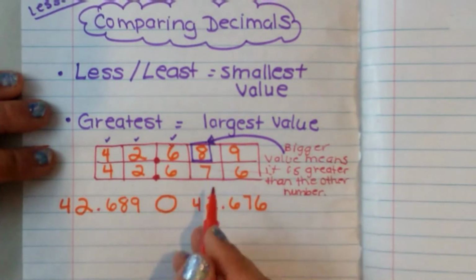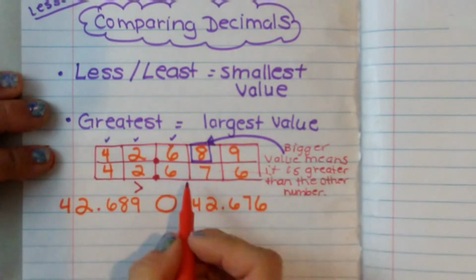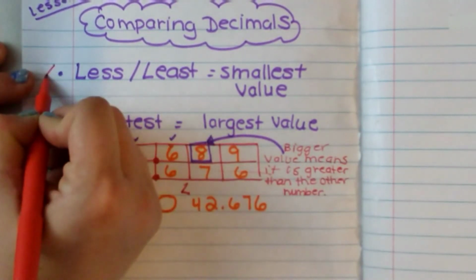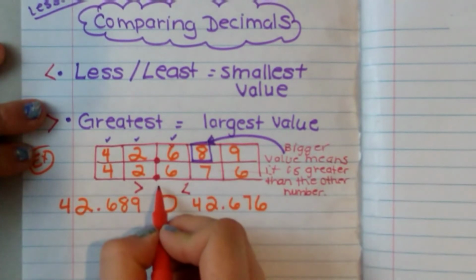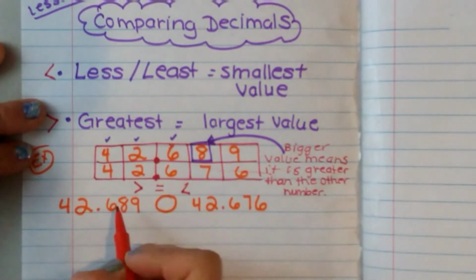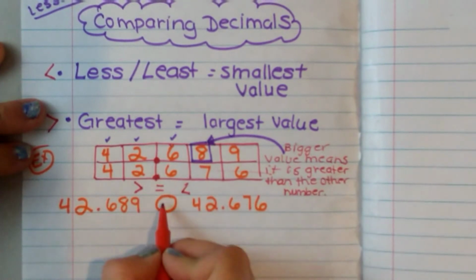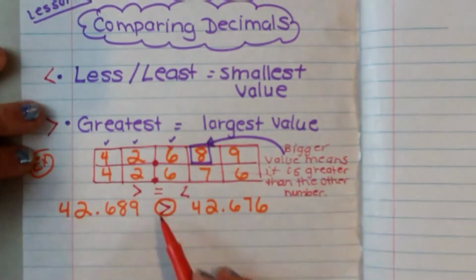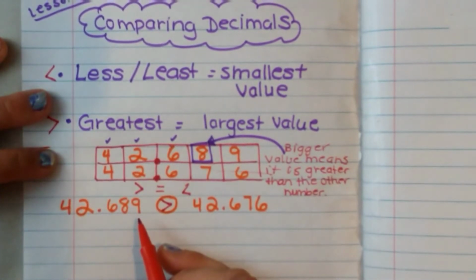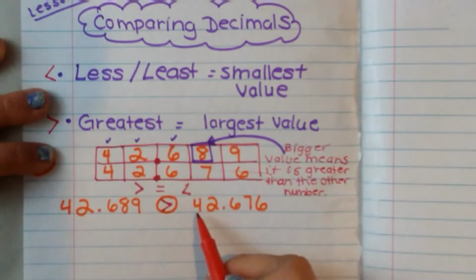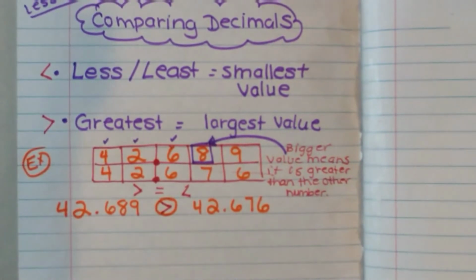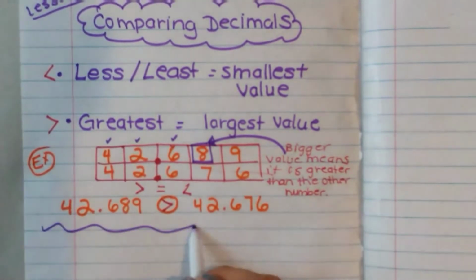So have you guys seen the greater than and less than signs? Basically what it means is our opening goes to our larger number. So my opening would go to here because it is a larger number, and I would say it as 42 and 689 thousandths is greater than 42 and 676 thousandths. So this is how it would be worded in the examples.